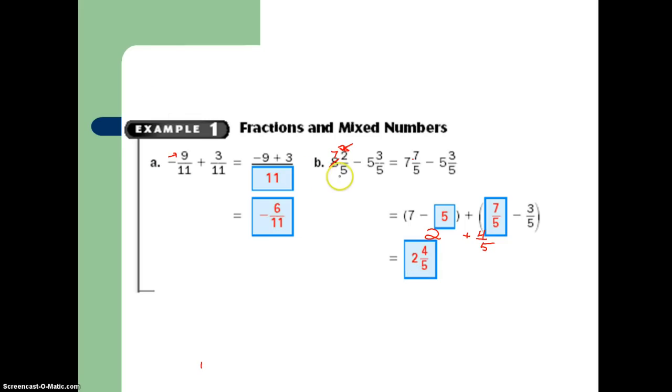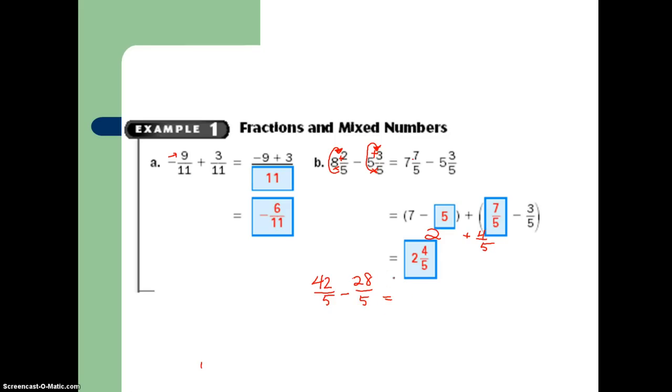Another way to do this that kind of works with any mixed number is to do the around the world and change it into an improper fraction. So you have 8 times 5 plus 2, which is 42 over 5. Do the same thing with the next mixed number. 5 times 5 plus 3 is 28 over 5.